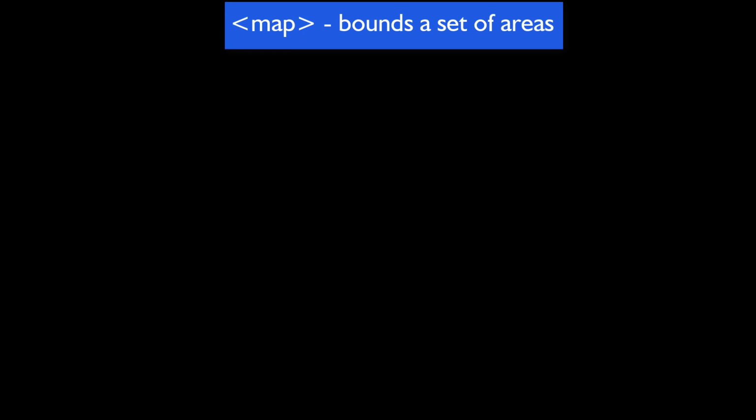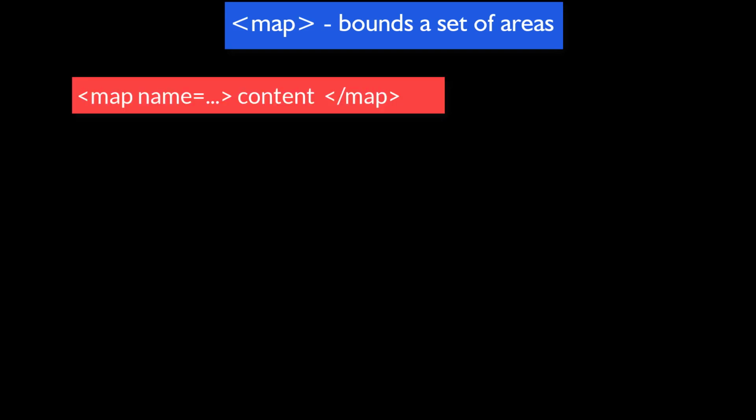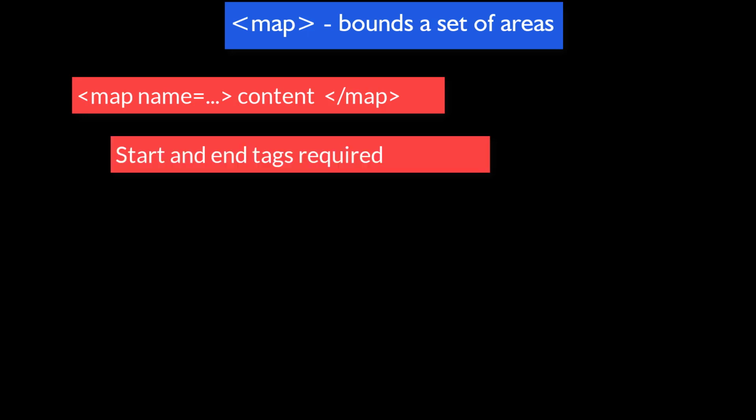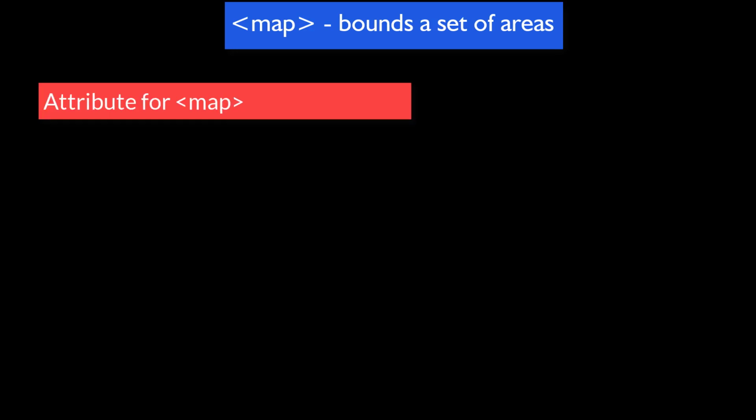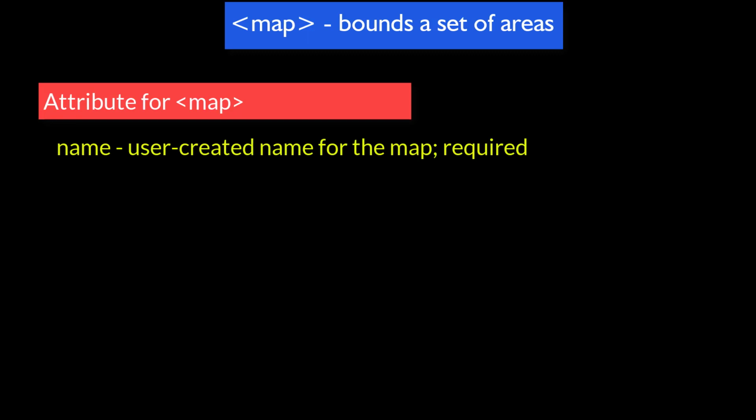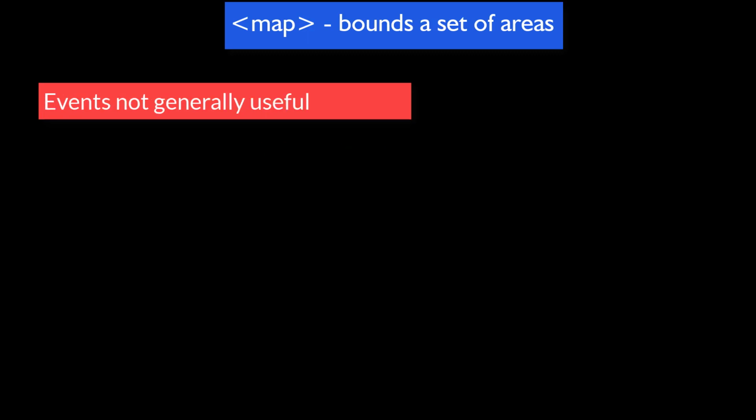Now for the details. The map element. Its role is to bound a set of areas. The syntax is a start tag, map, and a single attribute, name equals, and a name that you make up. Give a name to this map. Then your content, and then the end tag. The start and end tags are required, and the content will be one or more area elements. The only useful attribute is name. It's a name used to identify this particular map, and it's required. Events are not generally useful for maps.